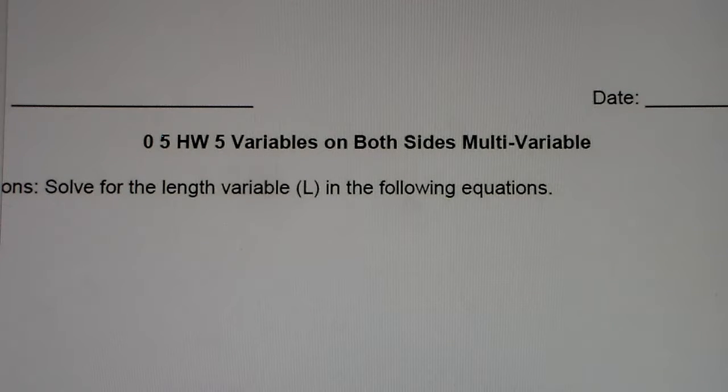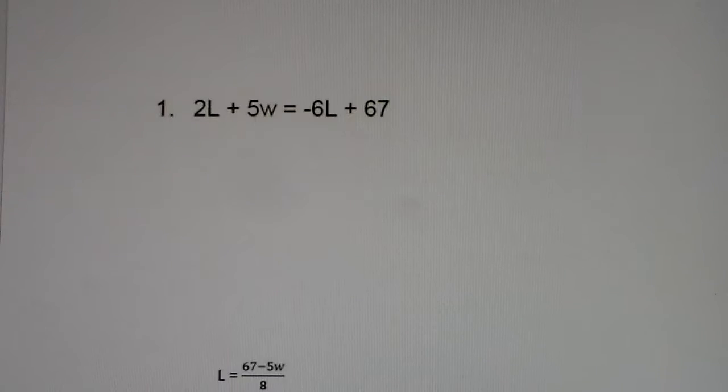Alright, ladies and gentlemen, this is O5HW5, variables on both sides, involving some multiple variables in the equations. Your directions are to solve for the length variable L in the following equations, aka get L all by itself. So let's look at a few problems, and then you guys are going to handle the rest of the problems on your own.